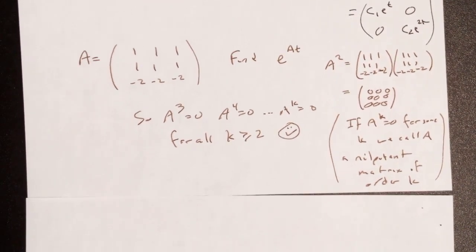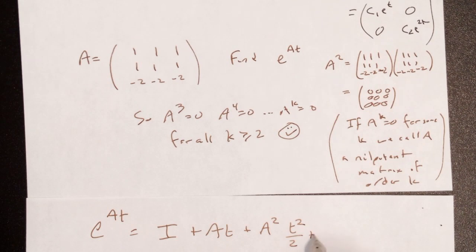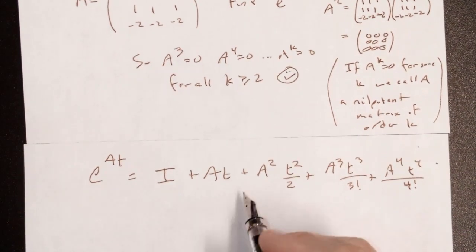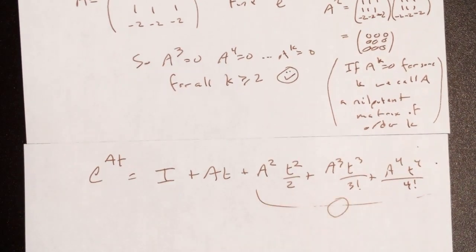What do I mean by I did the first two? Let's think about e to the at. Remember, e to the at is I plus at plus a squared t squared over 2 plus a cubed t cubed over 3 factorial plus a to the fourth t to the fourth over 4 factorial. Wait a minute. What do you know about all of this? Okay. All of this is all 0. Which means I can compute e to the at directly.